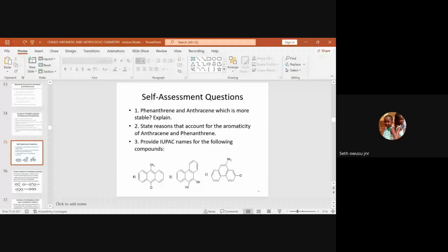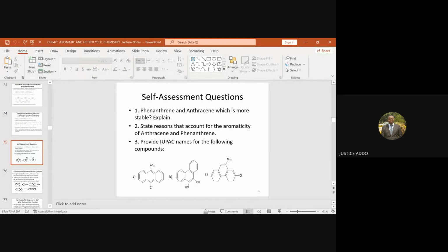Hello, please, Doc. Yes. The first one, the A. I named it as 9 chloro, 10 methyl anthracene. Yes, you are right. The reason why you gave 9 to the chloro and then 10 to the methyl is that when you were naming, you brought the chloro first.